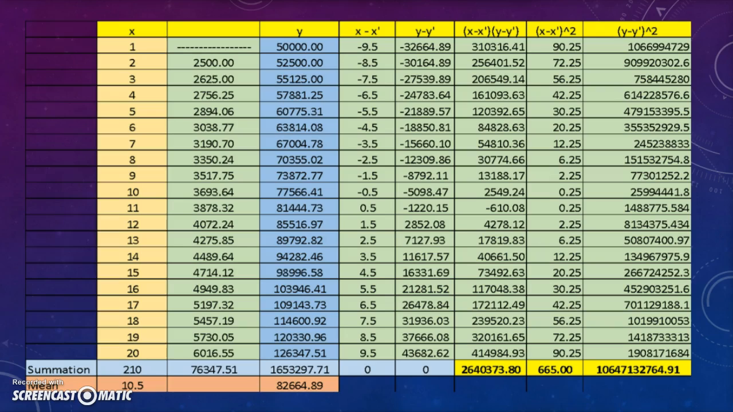The X is the year and the Y is the salary. The succeeding columns are the necessary computations to solve for the standard deviation and R. We also have the summations, which are highlighted in yellow. These are values we will be using to solve the problem.